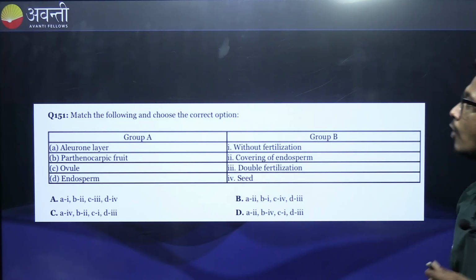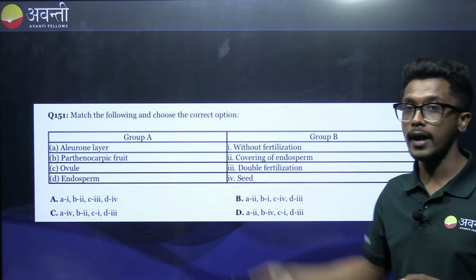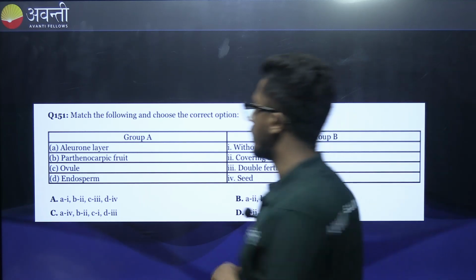Next one, match the following and choose the correct option. You have group A and you have group B. Let's see. In group B, we have aileron layer.